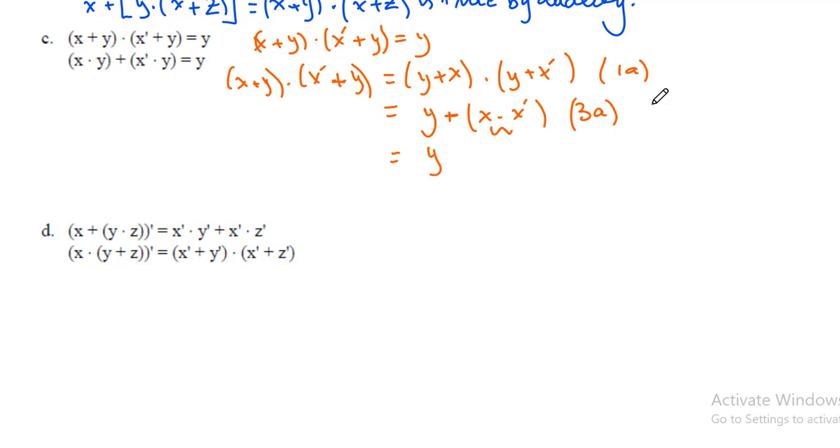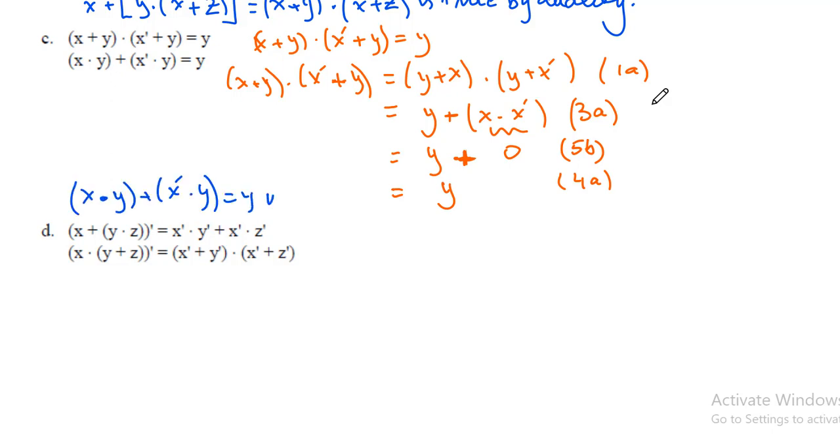And now this is basically 0, complement 5b, and identity, which is 4b, 4a, because it's a plus, so it's a. And the other expression is true by duality.